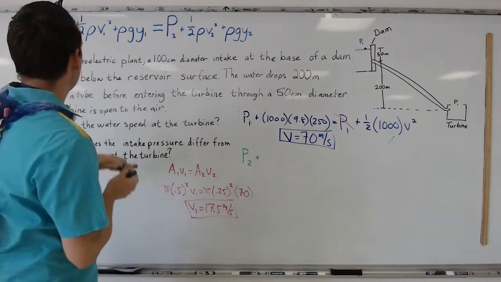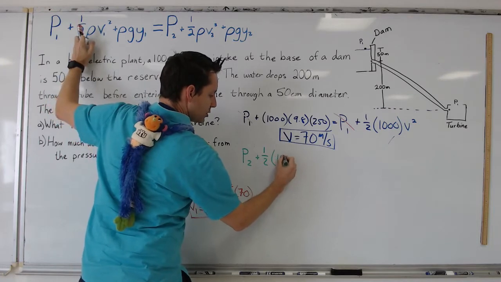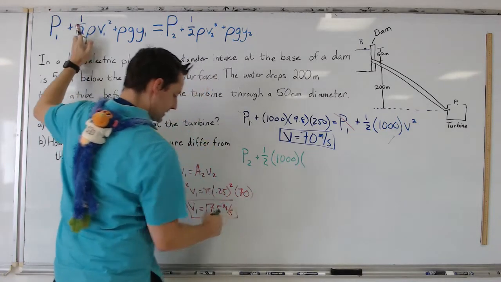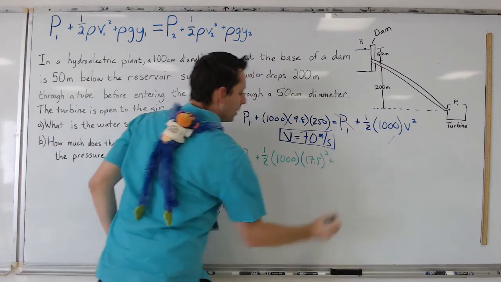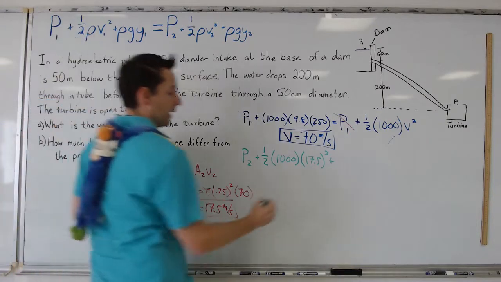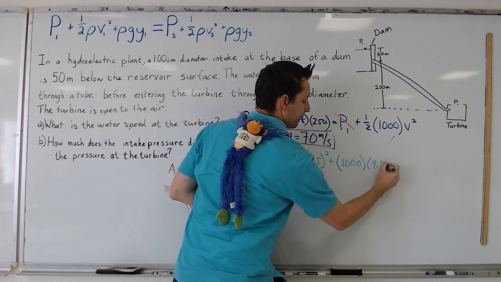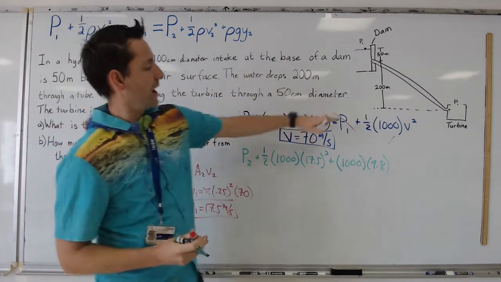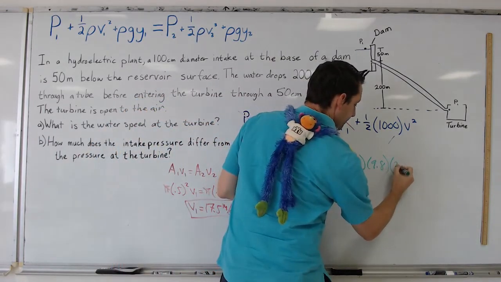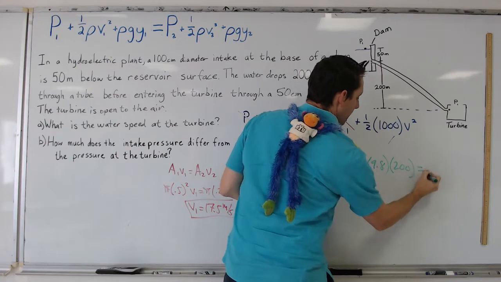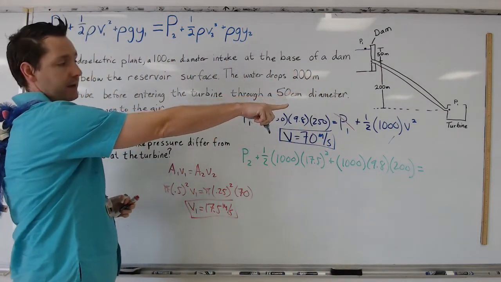So we're going to go ahead and put that in now. So we've got 1/2 times the density, which was 1,000, times the velocity, which we just found, of 17.5 squared. Now we're going to add in the rho gy. So 1,000 times 9.8 times y. So the height here is 200. So we put 200 there. All right. That will be equal to everything down at our final point there at the turbine.